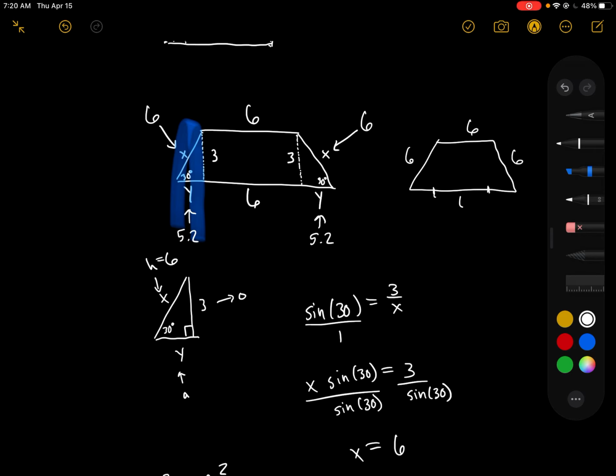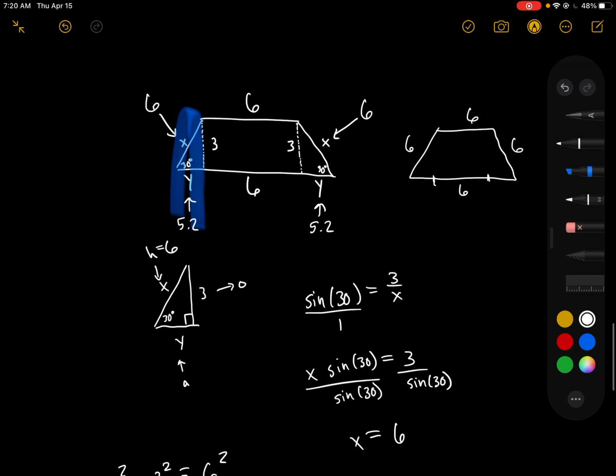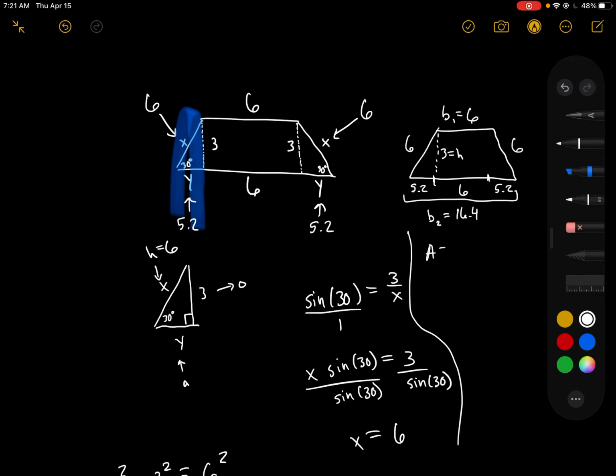We can redraw this trapezoid. This is 6. This is also 6. From here to here is 6. And I said down here we got what? 5.2. So 5.2, 5.2. So the entire base length here is 5.2 times 2 plus the 6 that we had initially, which gets us to 16.4. So that's base 2. This is base 1. And we still have 3, which is our height.